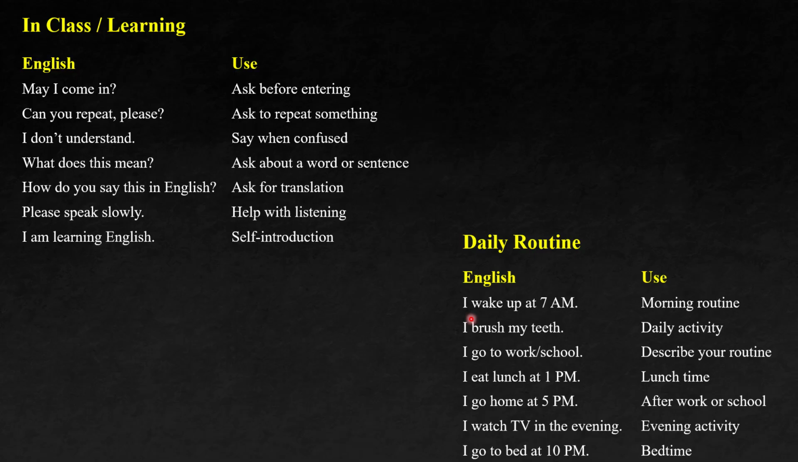I wake up at 7 a.m. I brush my teeth. I go to work or school, and then I eat lunch, or I will have lunch at 1 p.m. Then I will go home at 5 p.m. I go home at 5 p.m. is also fine if you're telling someone. So that should be in present tense also. And you can even use future tense, no issues. I watch TV in the evening and then I go to bed at 10 p.m. This is what my daily routine is.